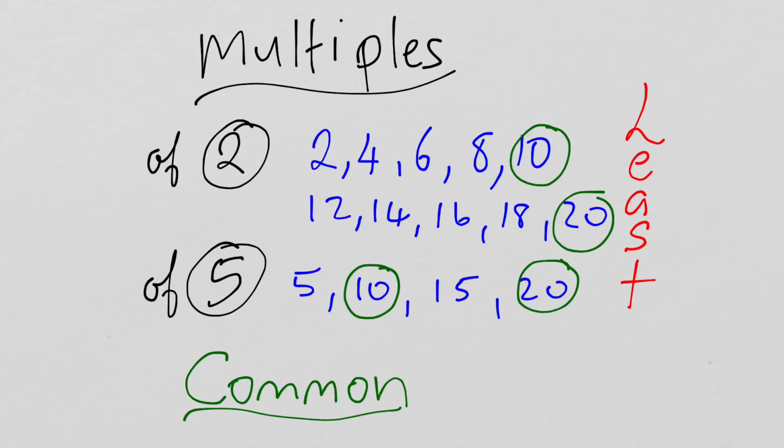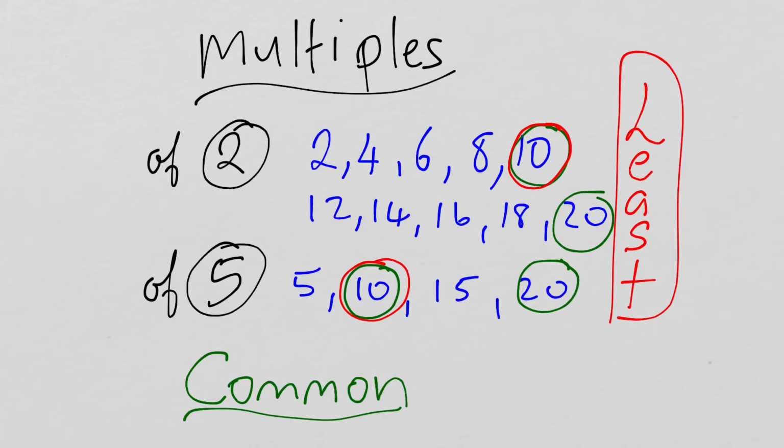But what are we looking for? We're looking for the least or the lowest common multiple. Well, out of the multiples we've got here, which is a 10 and a 20, those are both common, the lowest common multiple is the 10. That's the smallest number out of all of them. So the LCM, the least common multiple of 2 and 5, is 10.